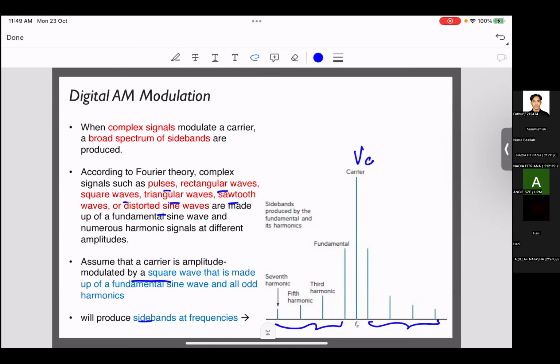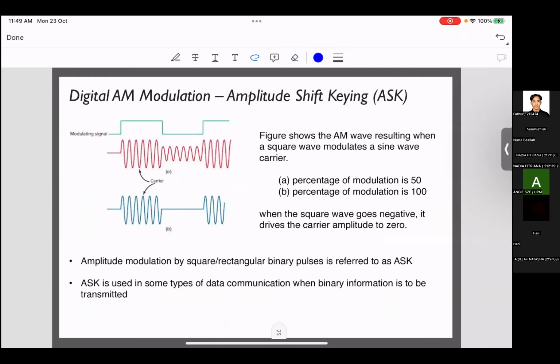Okay, so I do not have the FM or the modulating signal, so I do not know how this was obtained. Okay, so let's just take it at its value. So moving on, our first digital AM modulation is called amplitude shift keying, or ASK.